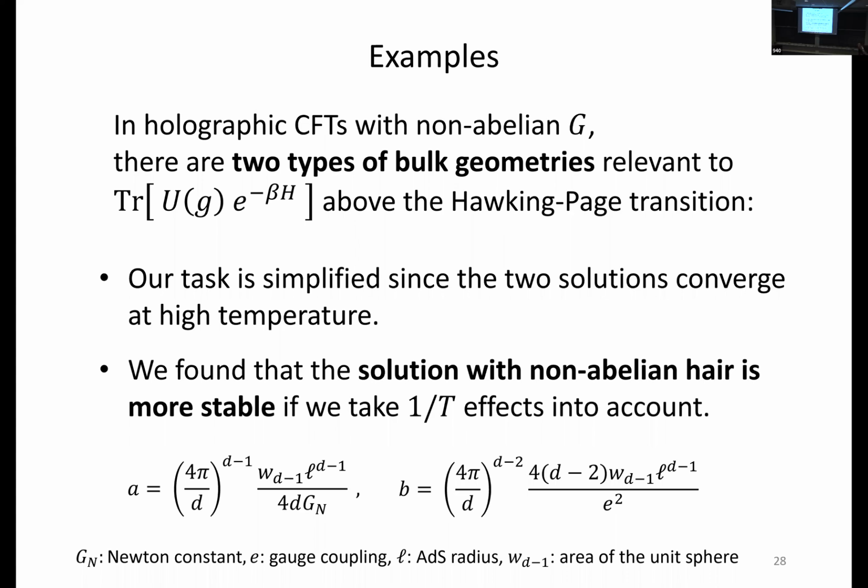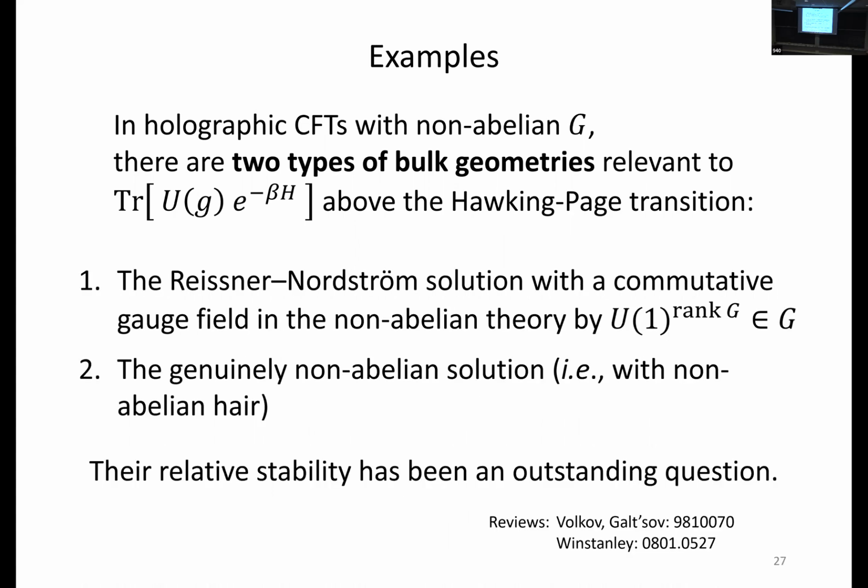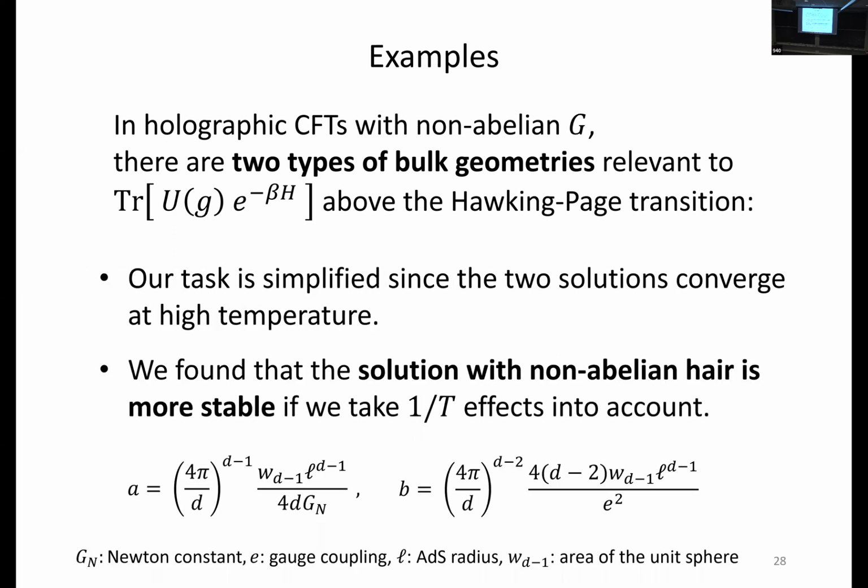So the distinction between the product of Reissner-Nordström solutions and the genuine non-abelian solution disappears as the size of the black hole becomes large. This is an intuitive expectation, and we have been able to actually show that to be the case.